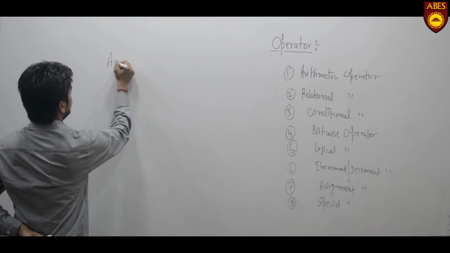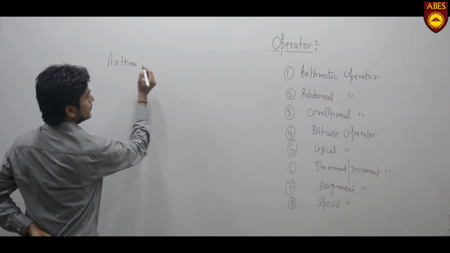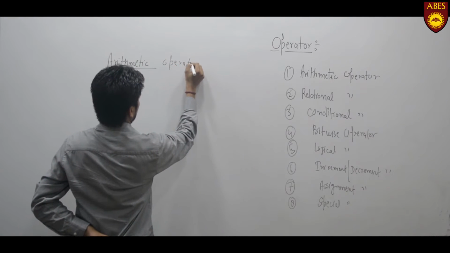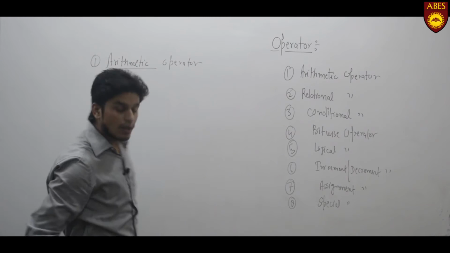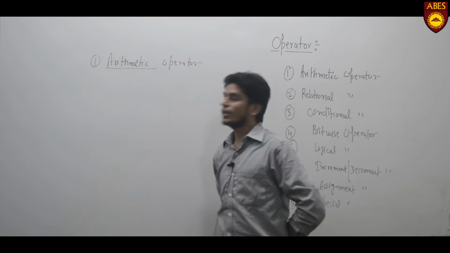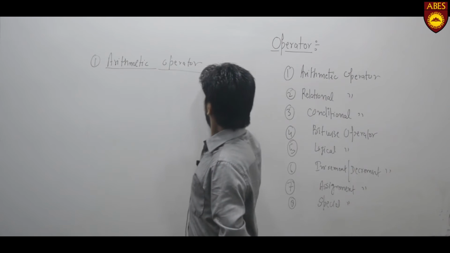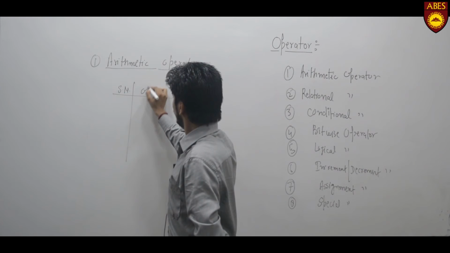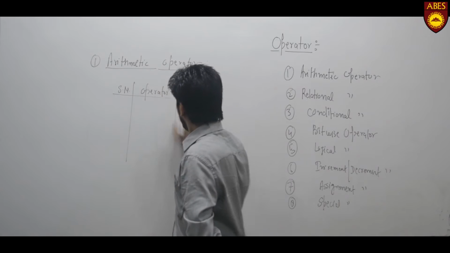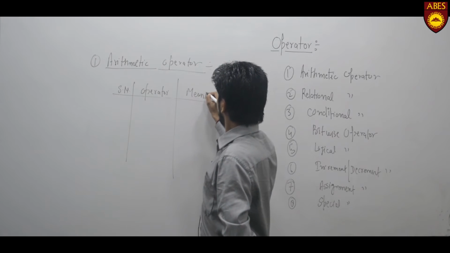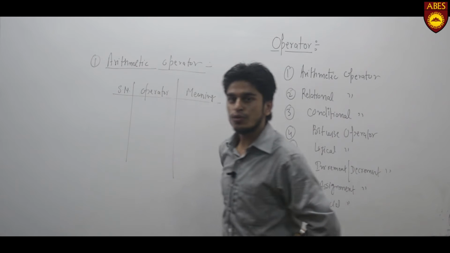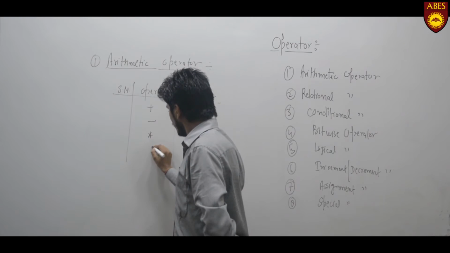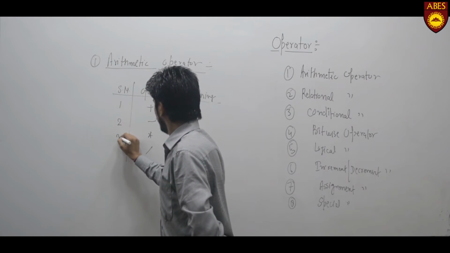Arithmetic operator is used to perform some arithmetical calculation. We discuss this topic through the table. First one is the serial number, second operator, then third one is the meaning of operator. Arithmetic operator is used to perform arithmetical calculation like plus, minus, multiplication, divide, modulus. 1, 2, 3, 4, 5.